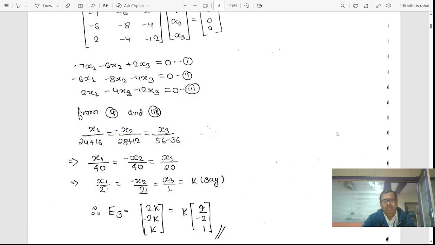So, apply the conditions and properties of eigenvalues and eigenvectors like this to solve more problems of finding eigenvalues and eigenvectors.